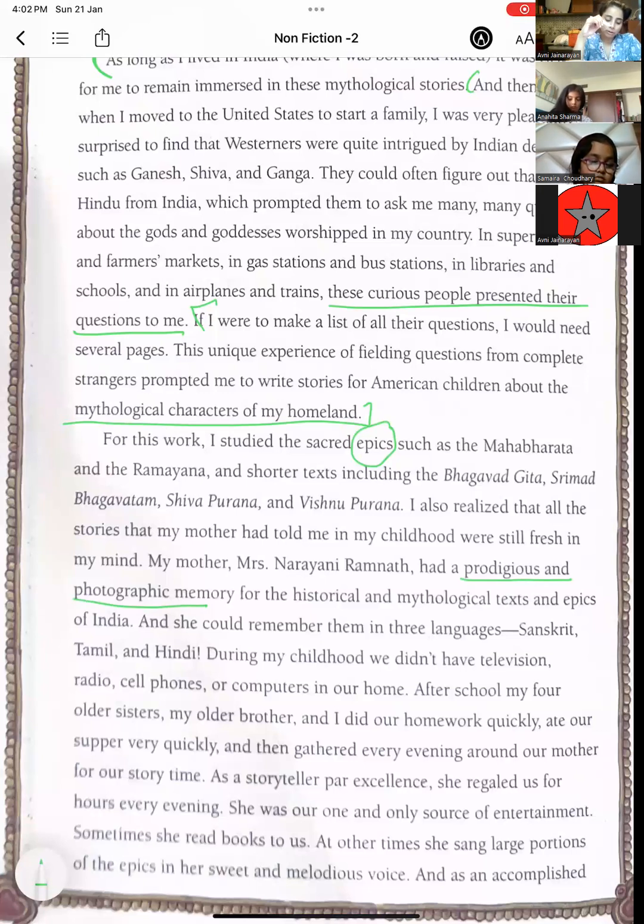My mother had a prodigious and photographic memory for the historical and mythological texts and epics of India. And she could remember them in 3 languages, that's Sanskrit, Tamil, and Hindi. Now, I know with the surname that this person is Tamilian. He's from South India because of the surname.